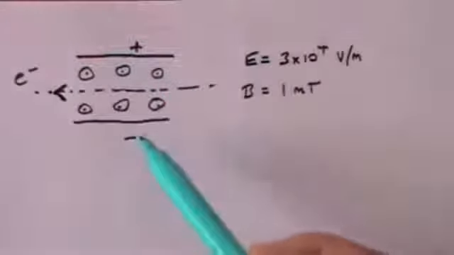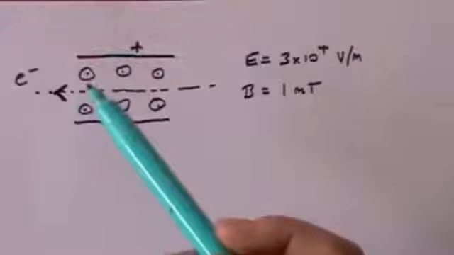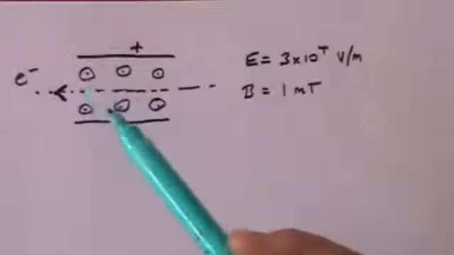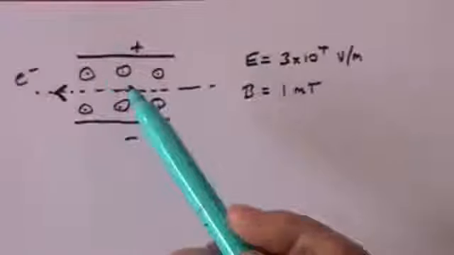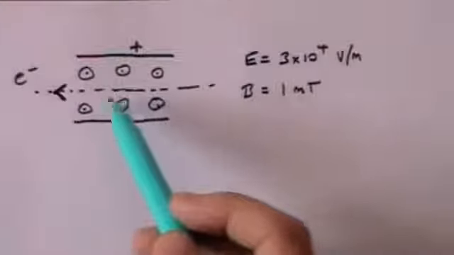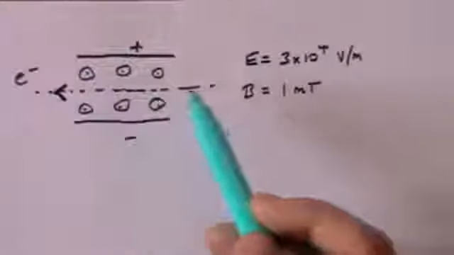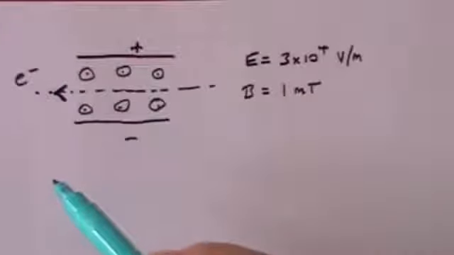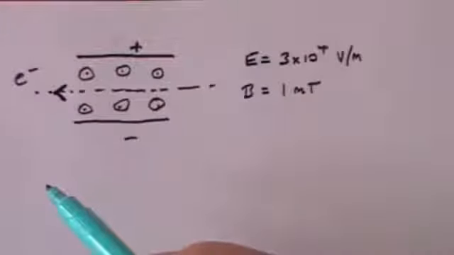This is the positive, this is negative. And we have a perpendicular magnetic field, which, as you see, is coming out of the paper. So north is into the paper, south is out of the paper, and we fire a beam of electrons this way, and the electrons pass through these two fields undeflected.